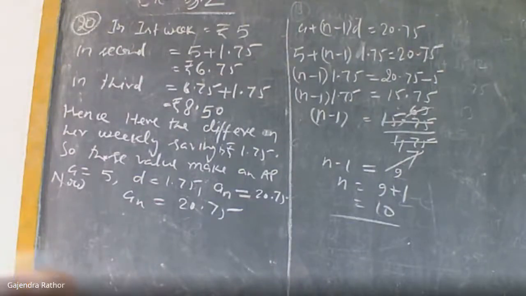In the next class, one topic, the last topic, is remaining: the sum of n terms of an AP. So that will be discussed in the next class.